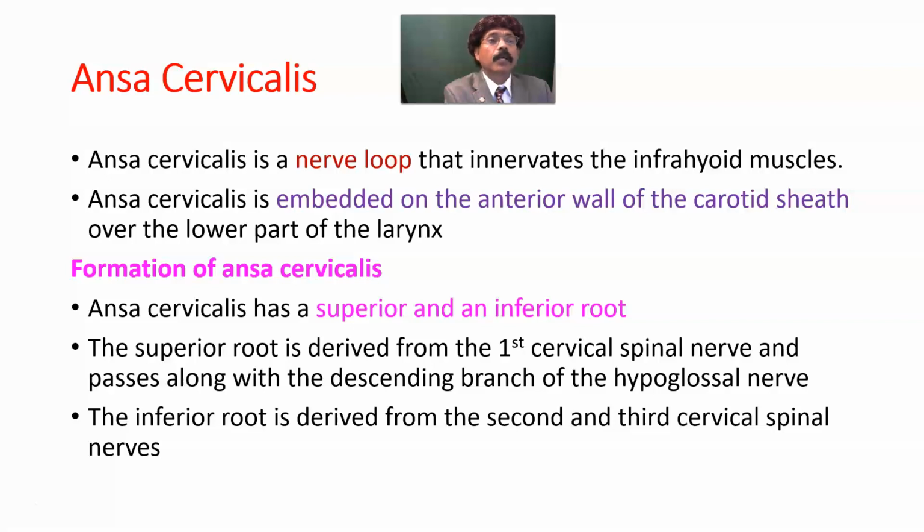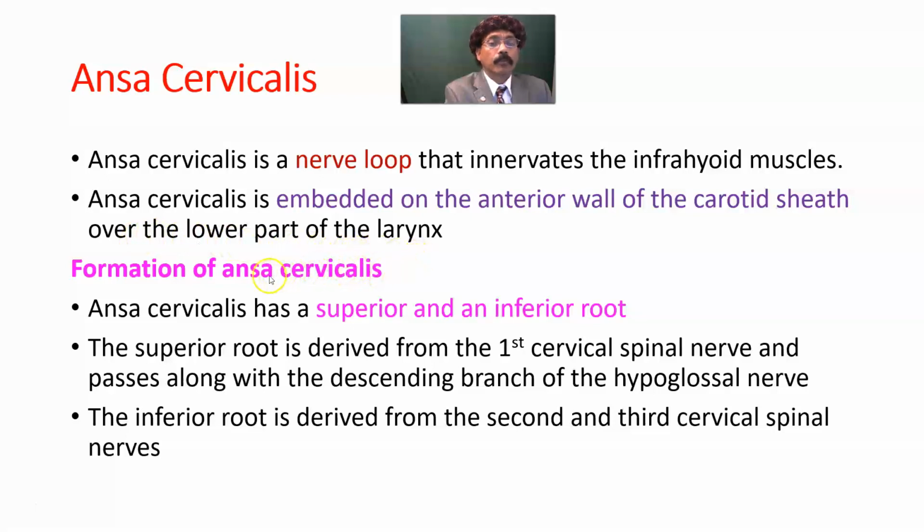Today I will discuss the anatomy of the Ansa cervicalis. The Ansa cervicalis is a loop of nerve and it is a part of the cervical plexus. It innervates the infrahyoid muscles. Ansa cervicalis is embedded on the anterior wall of the carotid sheath over the lower part of the larynx.